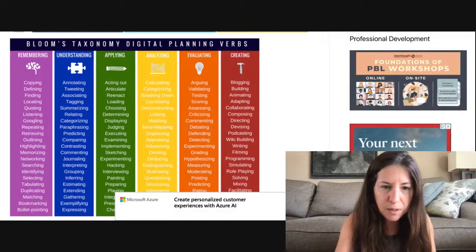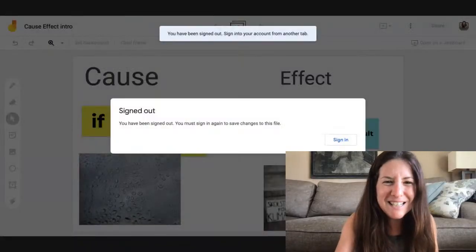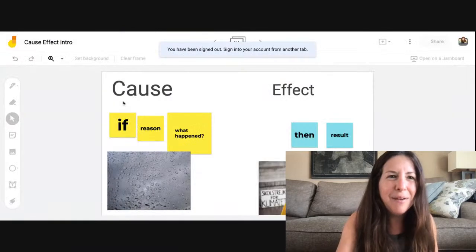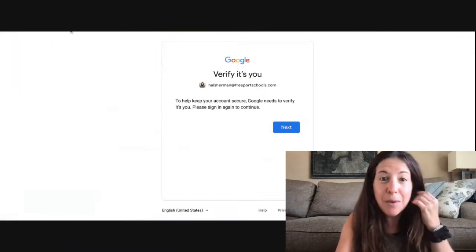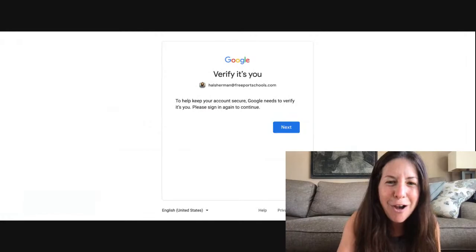I love using Jamboard to work on just basic pictures and relationships, and you can use anything to do so. You can use basic visuals. I love using Jamboard to have those sticky notes to teach them the if and then relationship. They're not going to be able to see it in a text if they don't have it grasped at the picture level.